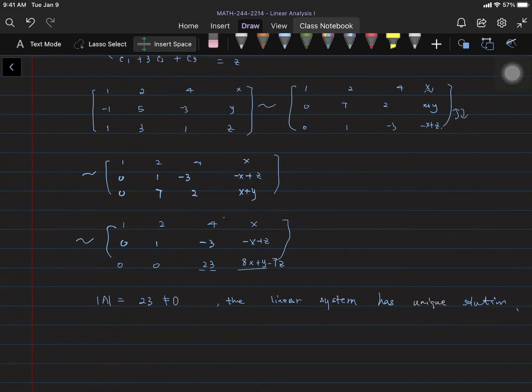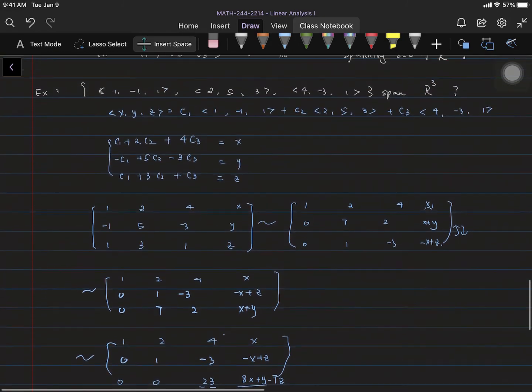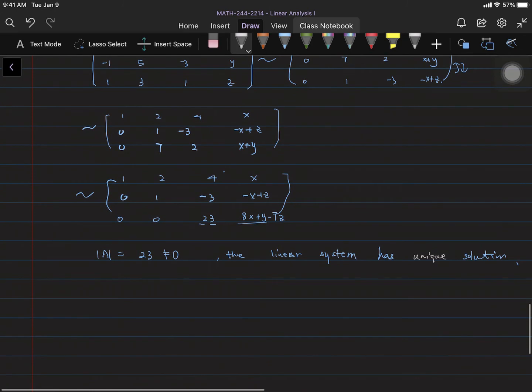If we look at the linear system in our exercise or example, what does it all mean? It means a coefficient matrix A times C, where C means C1, C2, C3, and equals any vector x, y, z. We just want to show whether this linear system has a solution or not. So AC equals V. Let's take a look at the theorem here.